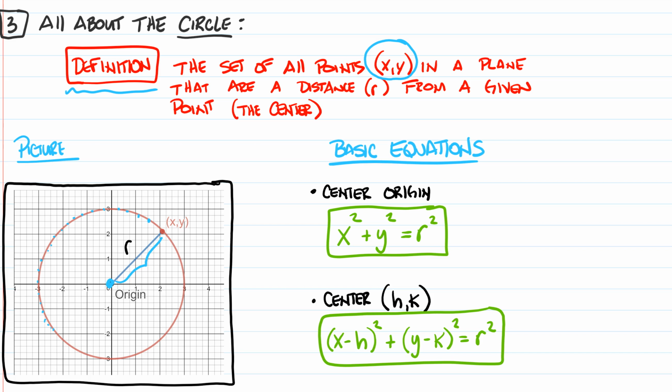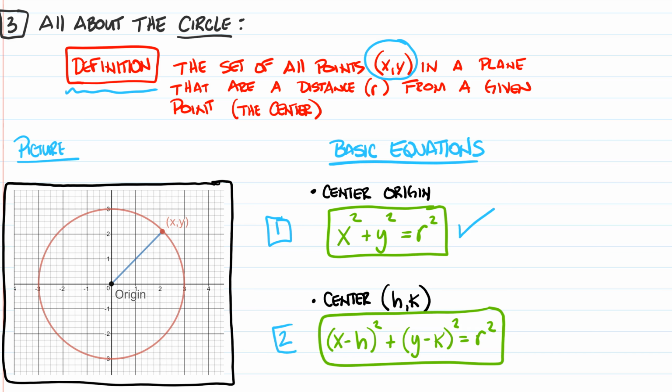There are 2 basic equations that we need to know when we talk about the circle. The first one, number 1, is if the center is at the origin, like it is in this picture. You can see over here that the center is at the origin. Well, if the center is at the origin, then the equation that we're going to use is x squared plus y squared is r squared. R represents the radius of the circle. X and y are 2 given points. So x squared plus y squared equals r squared.